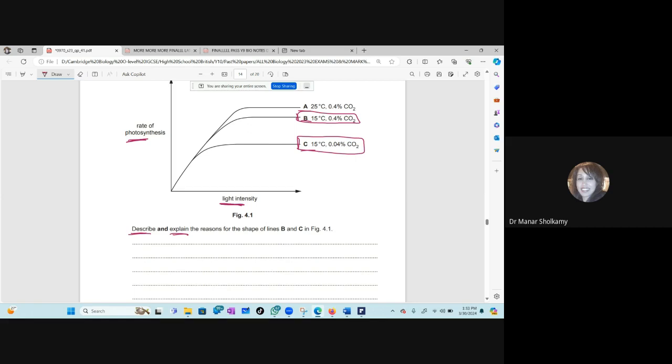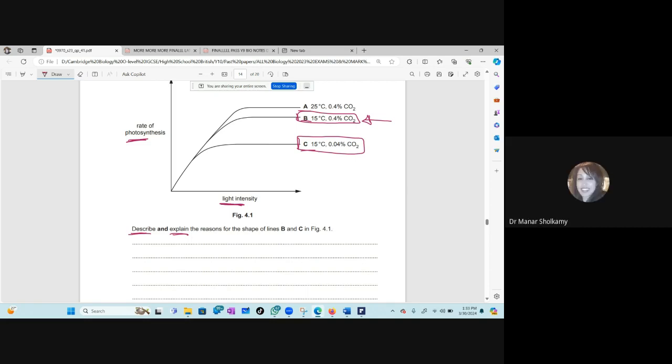Okay, any graph, we will break it down. I will not help you. Can someone tell me what will you say for graph B? It has higher CO2 than C. It has higher what? Carbon dioxide. Is this all you will say about B? Higher rate of respiration? No.